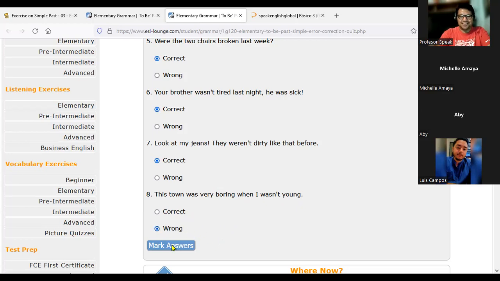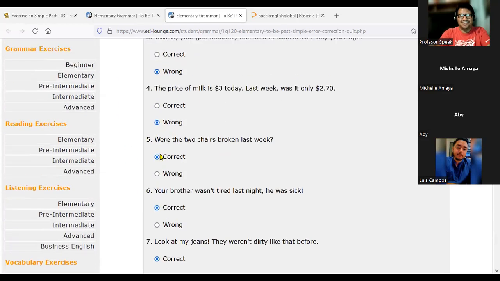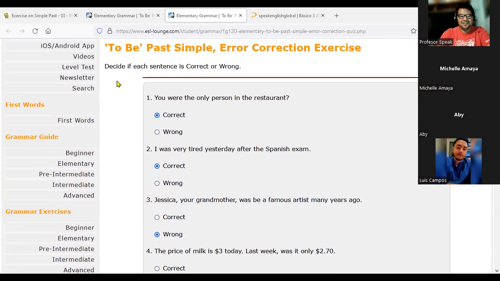All right, let's check the answers. Look, question 1 is incorrect. Why is this incorrect? Because it should be "where before you". Yes, this is a question. Look, it has a question mark. So it should be the other way around, right? Were you the only person in the restaurant? Do you see?